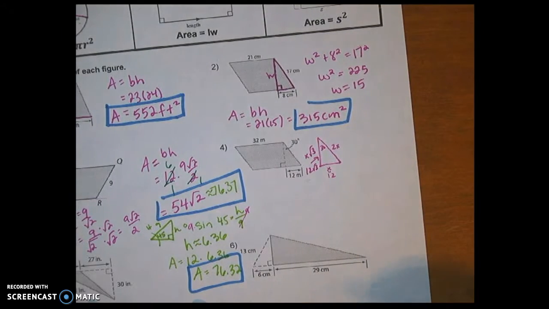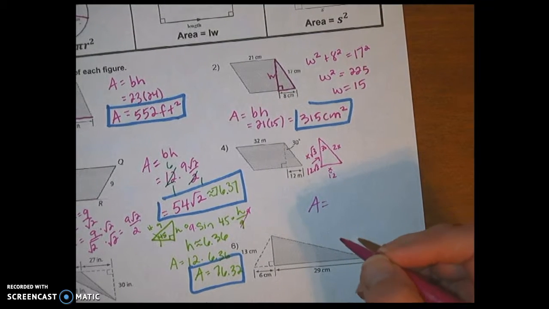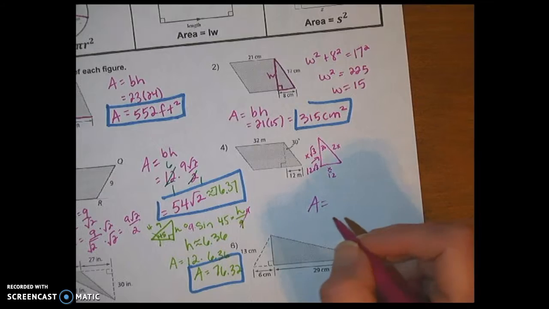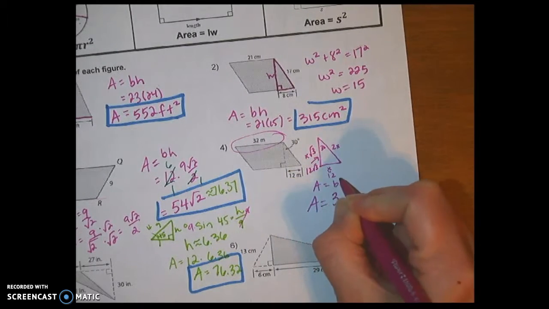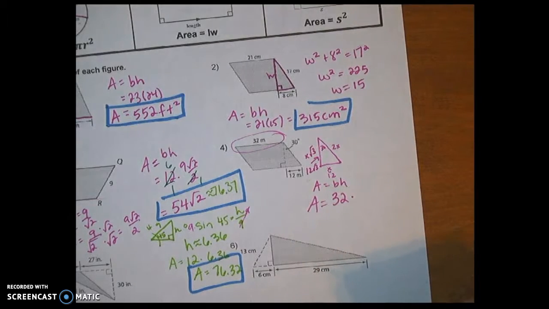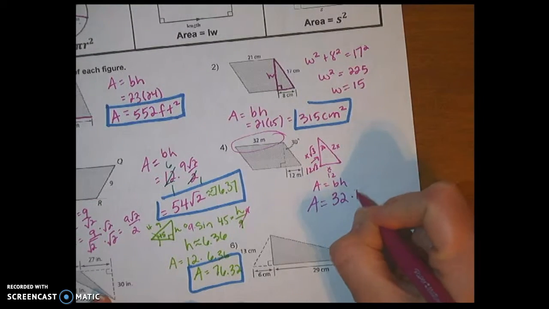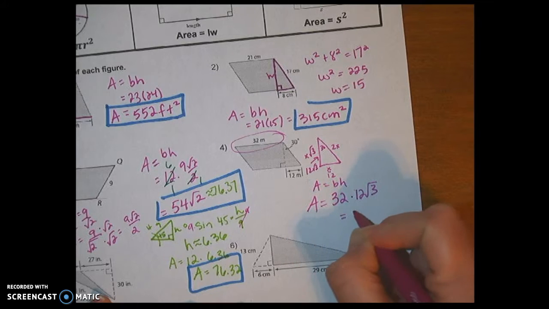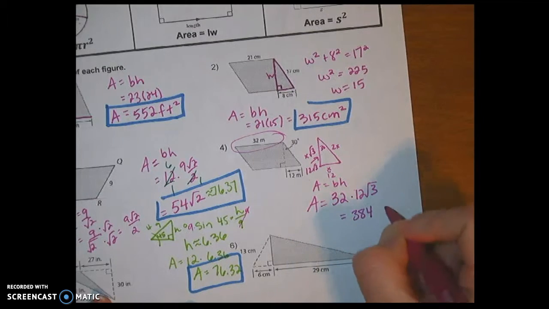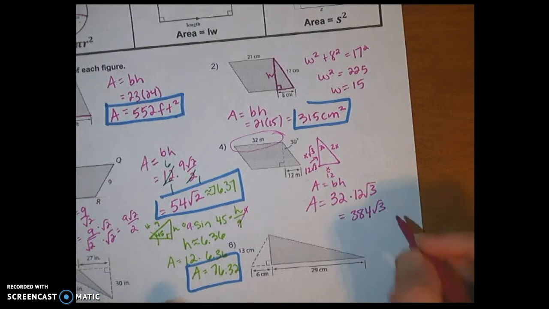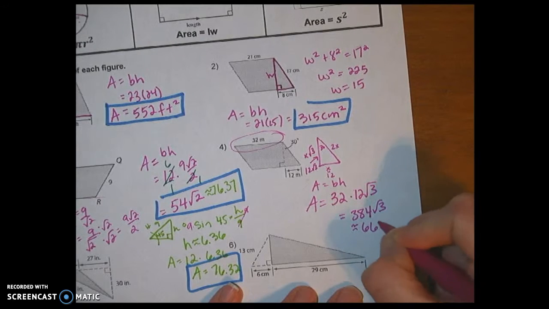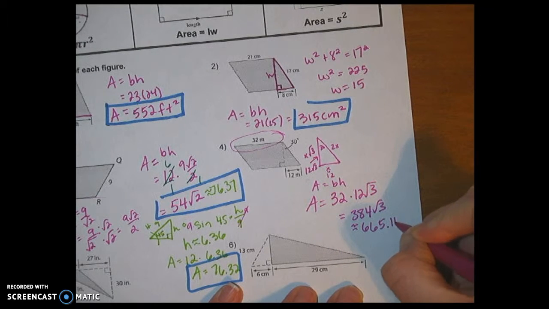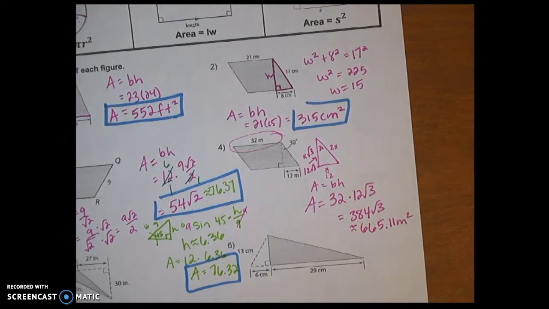That side right there happens to be my height, so this one was a relatively easy one with not a lot of work. And so here, my base, remember my base is right here, so my area equals base times height. 32 times that 12 square roots of 3 gives us 384 square roots of 3, which is approximately 665.11 square meters.